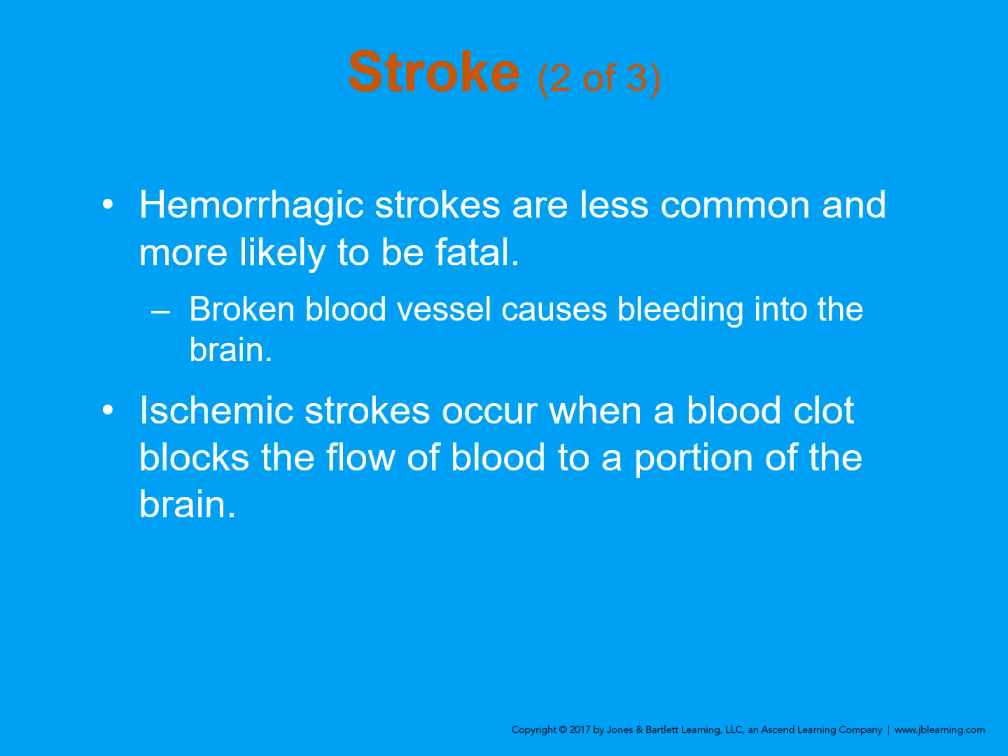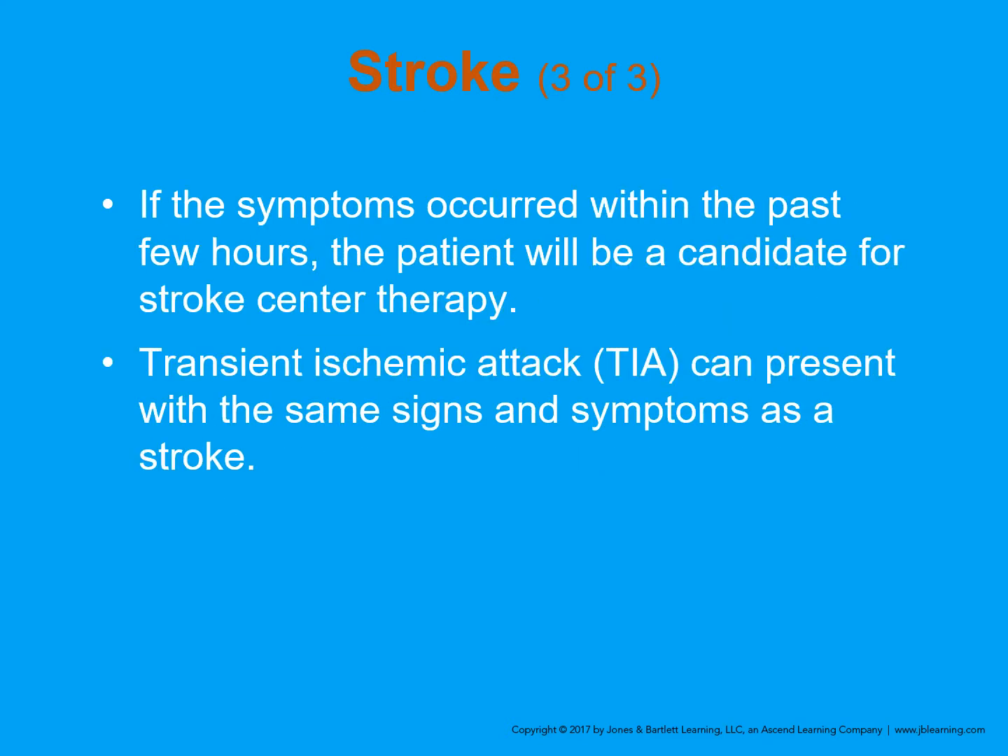Hemorrhagic strokes are less common and more likely to be fatal. That hemorrhage, right? Bleeding. Broken blood vessel causes bleeding into the brain. Ischemic stroke, when there's a blood clot, that's what we see more often. This is where our TPA, clot-busting drugs, could fix the problem. If you break up that clot, blood starts to flow again, and everything's fine. You have a few hours. This is why knowing when the stroke started is so important.